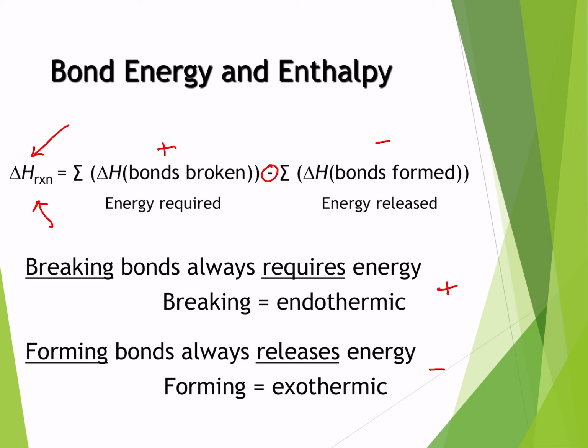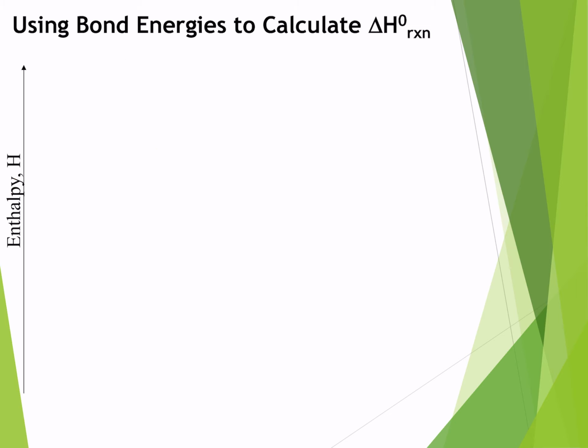If we had to input more energy than we got out, that will be an endothermic reaction, because delta H of the reaction will end up positive. If we got out a ton of energy and only had to put in a little bit, then our delta H of the reaction will be negative, making it exothermic. So I'm going to go through some examples on how we calculate that.